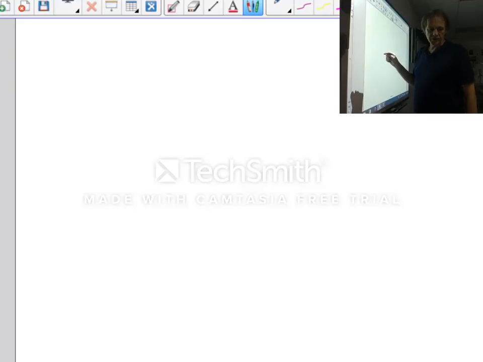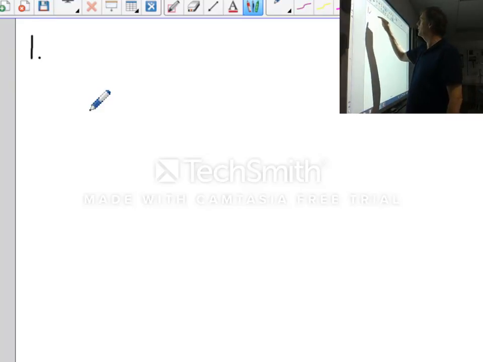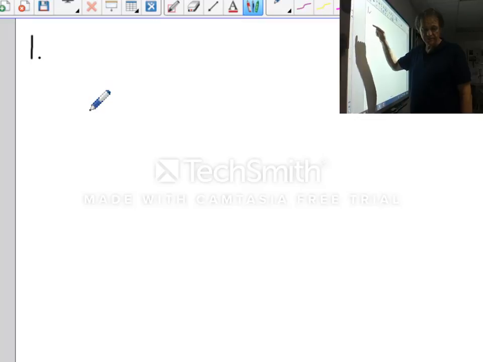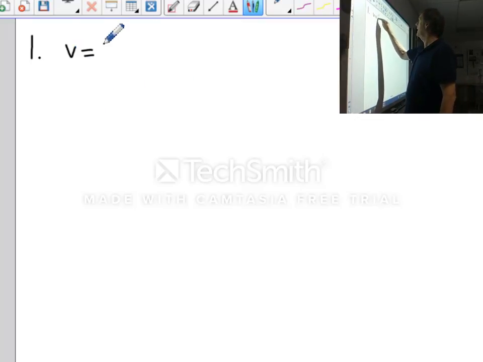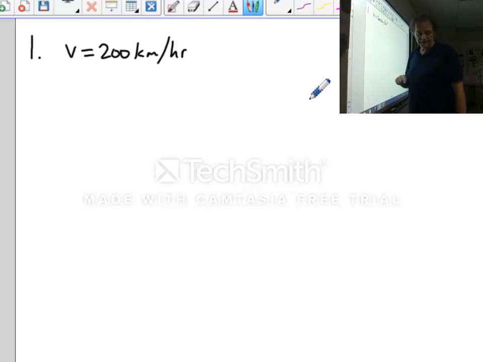Let's look at the answers to these questions that you've been given the other day then. So number one there, we've got a train called the Mallard, which is the fastest British locomotive, travelled at a velocity of 200 kilometres an hour. And question A says, how long would it take to travel a distance of 400 kilometres?